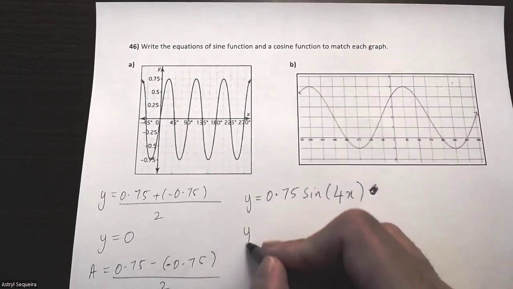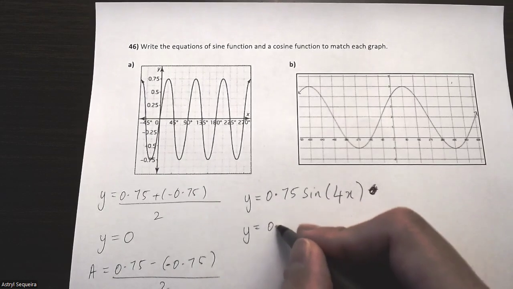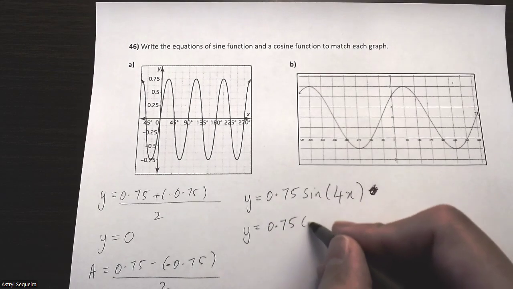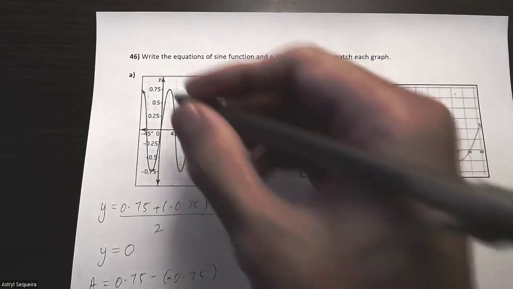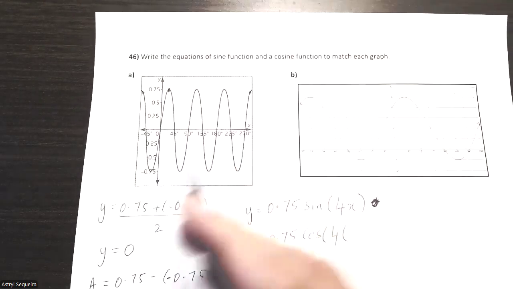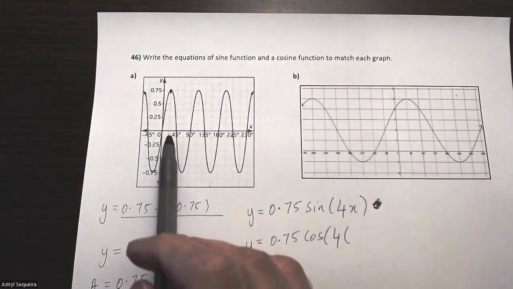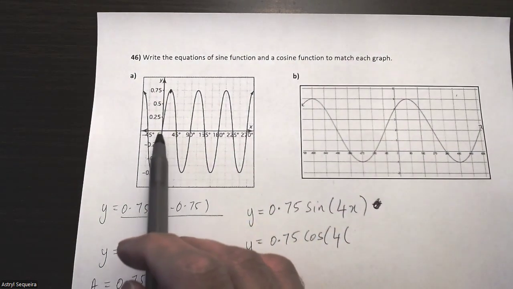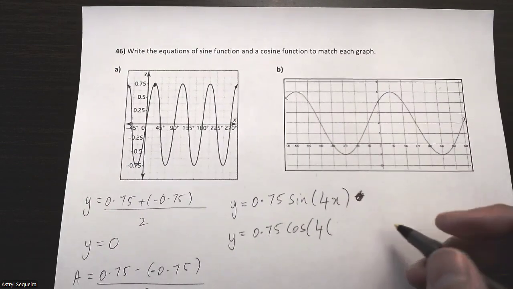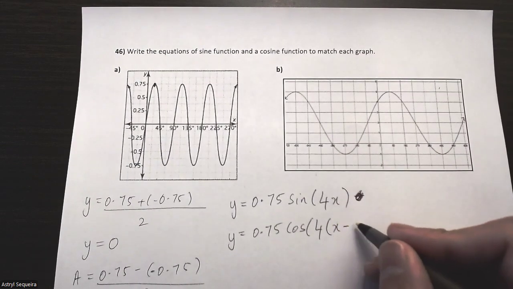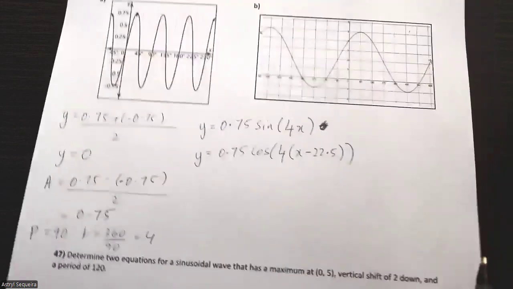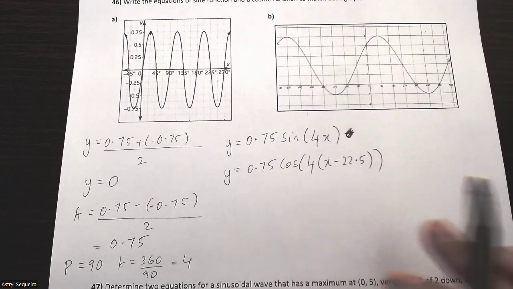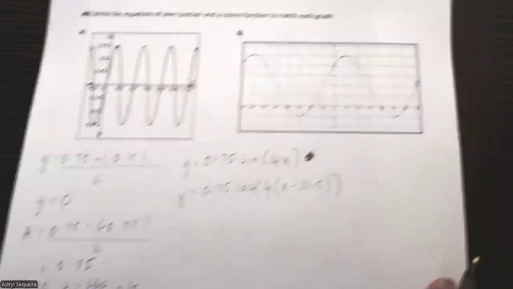And then let's do the cosine equation for this one. Y equals 0.75 cos, K value doesn't change, but now I have a phase shift because my cos graph starts all the way up over there. So what's the x value there? It's between 0 and 45, which is 22.5. So my phase shift is 22.5 degrees to the right. So that would be my cosine equation for this one.